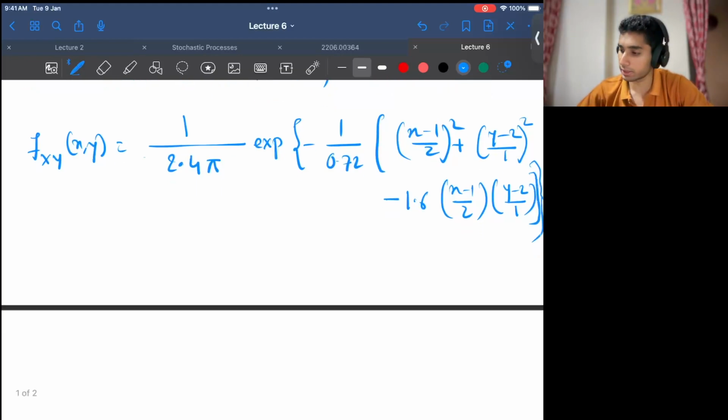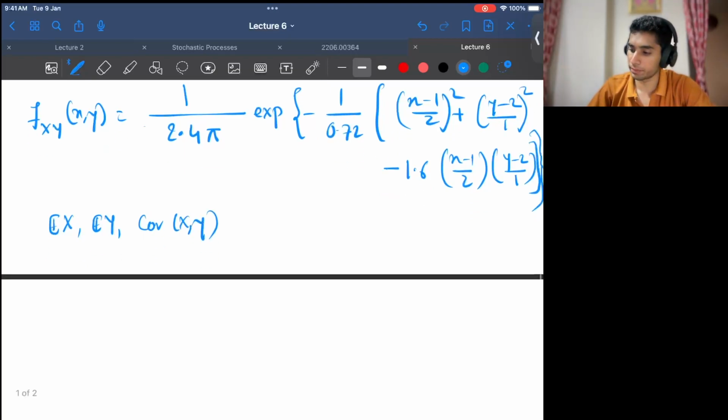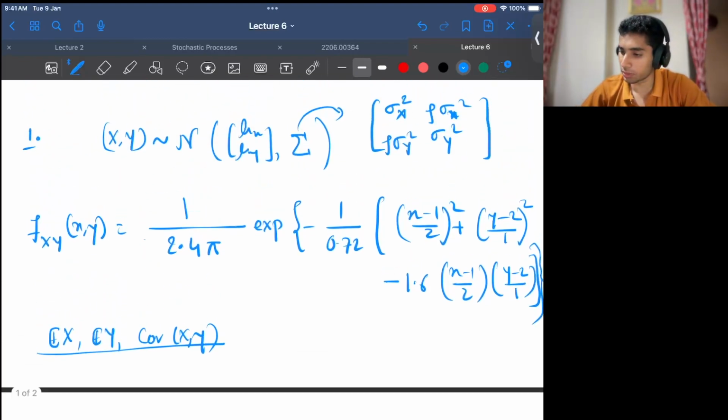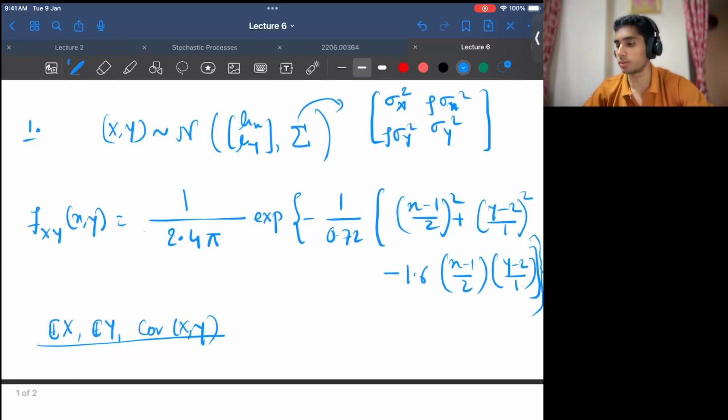The question that is asked is you have to calculate the expected value of X, expected value of Y, and you have to find covariance of X comma Y. You have to find these three quantities. It's given that X comma Y is jointly Gaussian, and you know this is the distribution. How do you go about it?